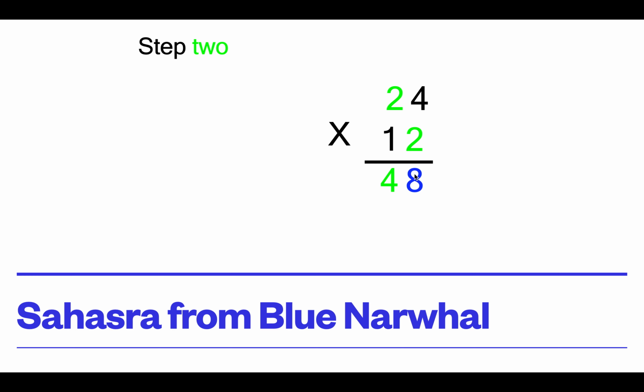Step 2 is in light green. 2 times 2 equals 4. So we're going to put 4 there. We got 48 from multiplying 24 times 2.